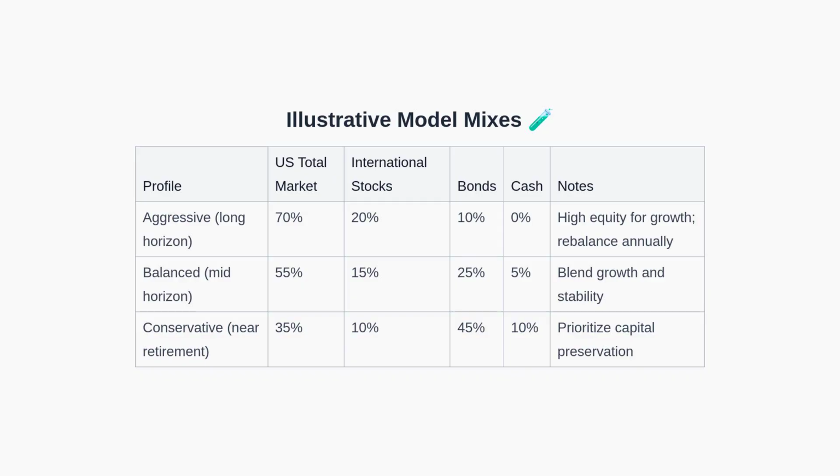The aggressive mix assumes a long time horizon and high tolerance for volatility. It favors equities to maximize expected growth, with a modest bond allocation for ballast. The balanced mix offers a middle path, blending growth with stability. The conservative mix reduces equity exposure and increases bonds and cash for investors nearing retirement or with lower risk tolerance. These are examples only. Tailor your mix to your situation and plan options.